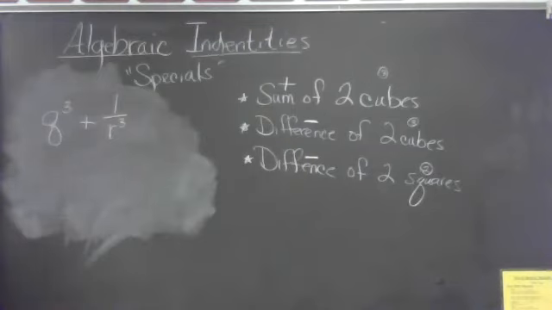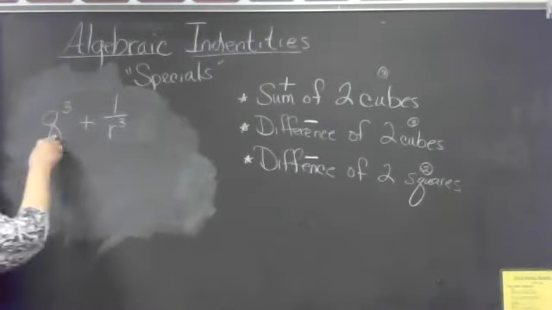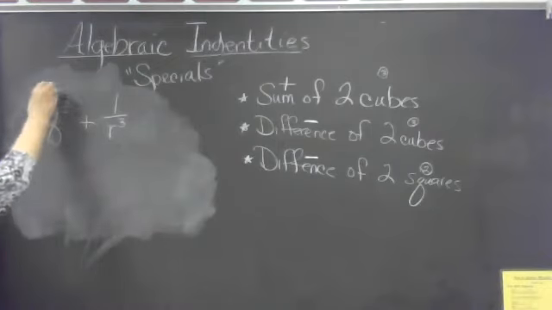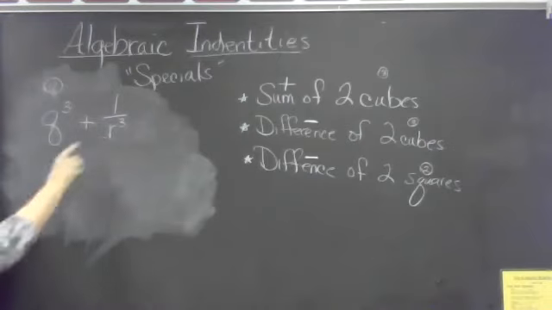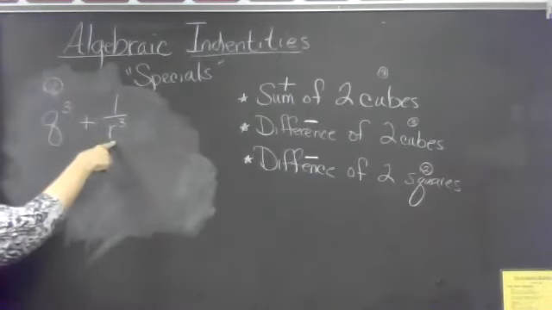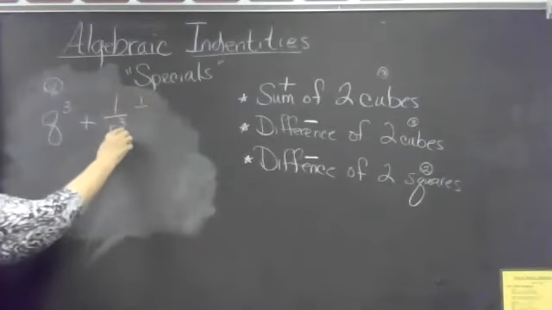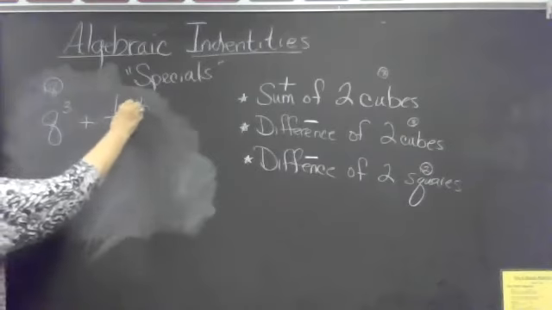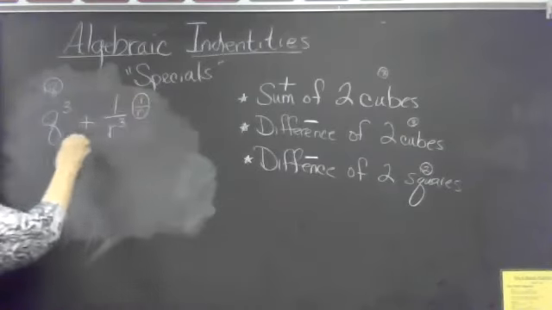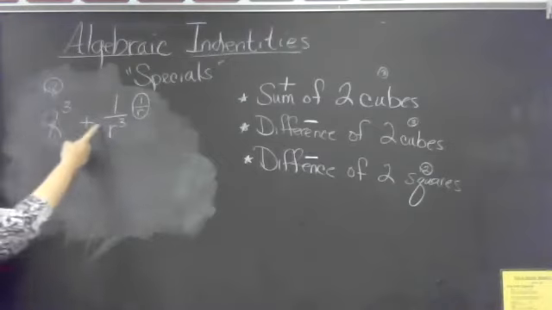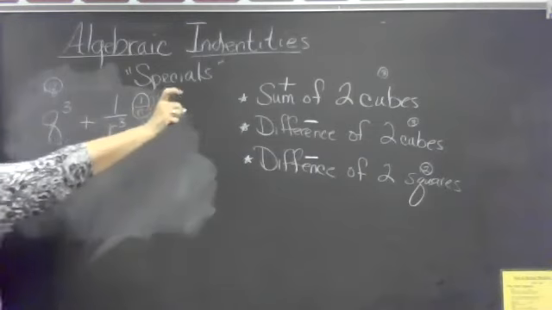And then the last thing I have to do is see if I can find the cubed root of each of these. The cubed root of Q cubed is Q. And the cubed root of 1 is 1. The cubed root of R cubed is R. So sure enough, I was able to find the cubed root of this and the cubed root of that, and it has a plus. So I'm going to use this one.